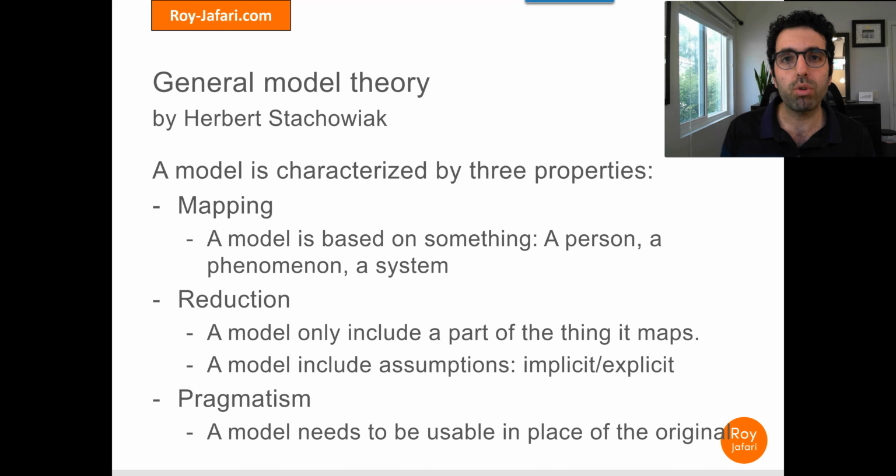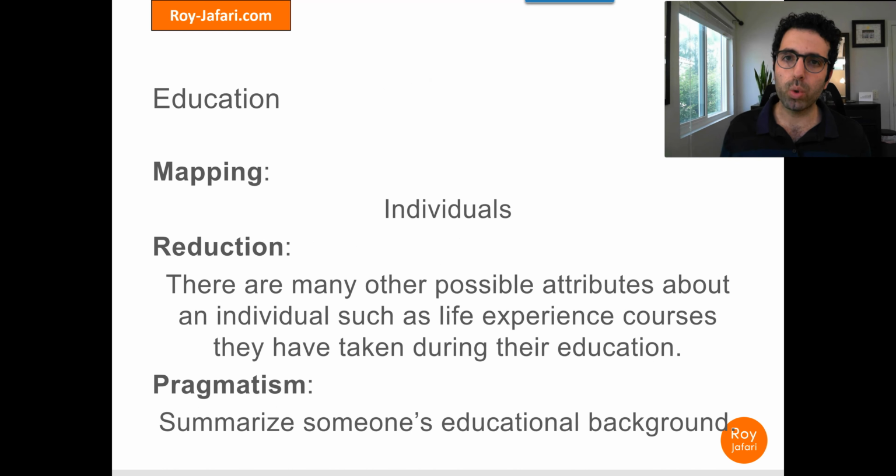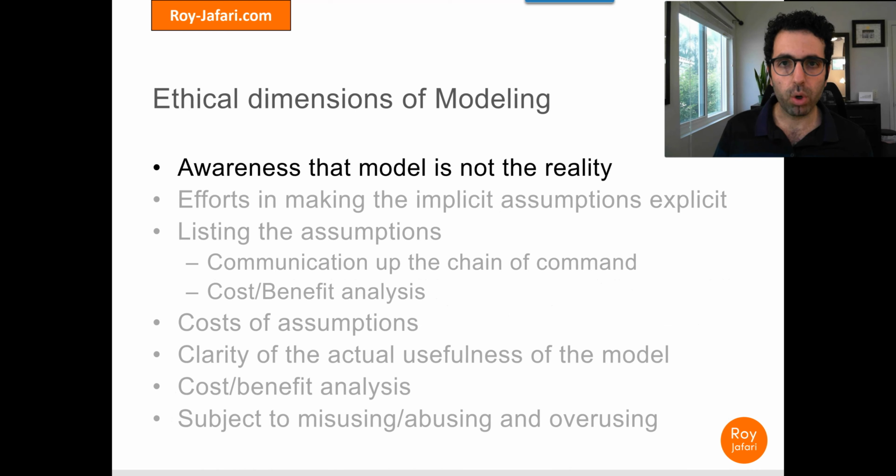What I'm going to ask you to do as a practice is use these slides. This is the beginning of a conversation about the ordinal attribute education. We've got mapping, reduction, pragmatism to understand this model, and then jot down some notes on each of these 7 ethical dimensions of modeling. Once you're done with your notes, stop the video, do your homework, spend 20 to 30 minutes, and then come back and continue watching.